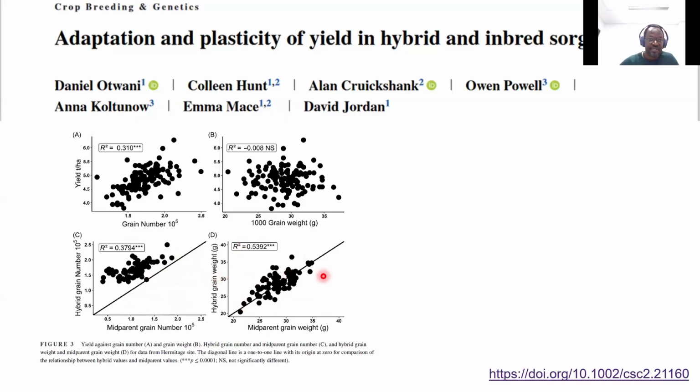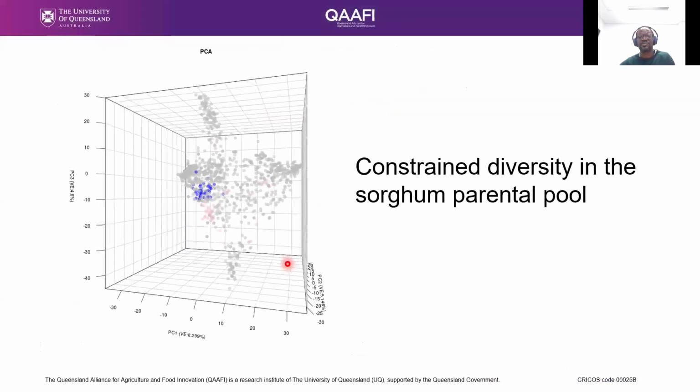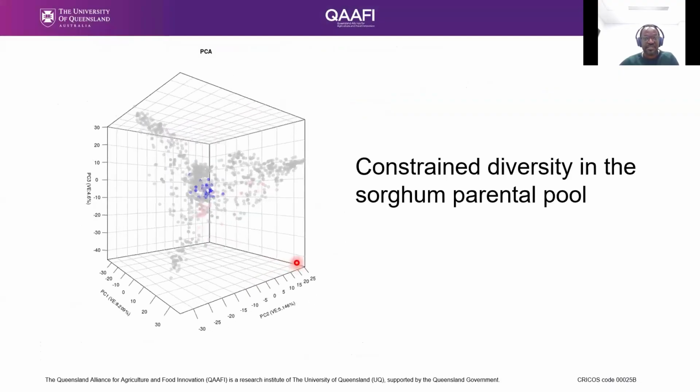But for grain size, if you see here, the grain weight for the hybrids and the grain weight for their parents sort of fall on the one-to-one line, showing that there is very minimum contribution of grain size in the parental pool into the hybrid pool. So it's a bit constrained, and this constraint is mainly through this strict selection that has been done for the sorghum hybrids. And the next image will just show us how constrained the diversity in the sorghum parental pool is.